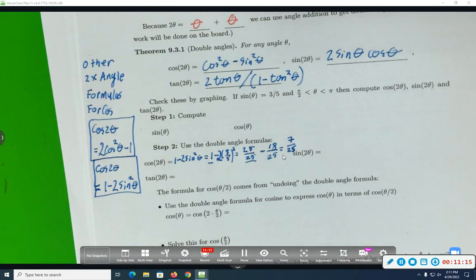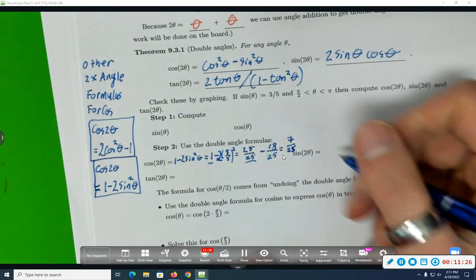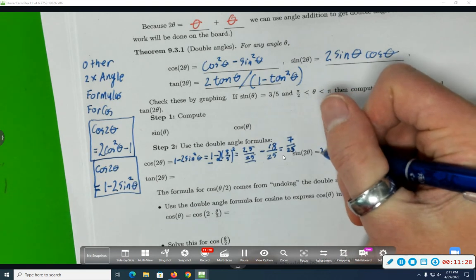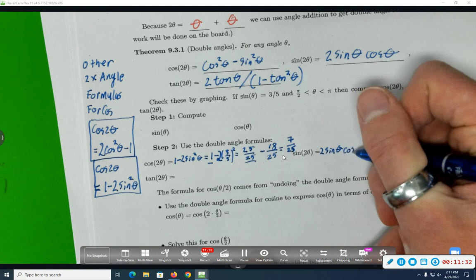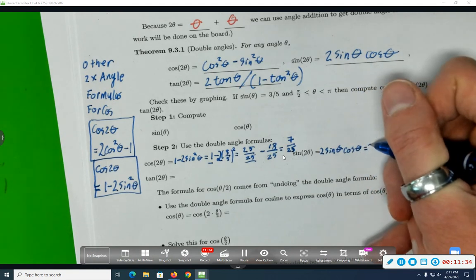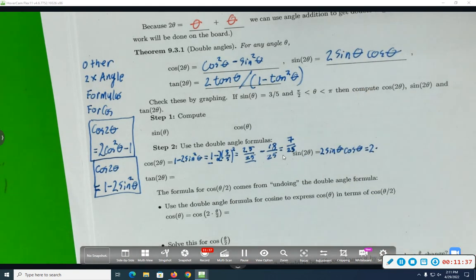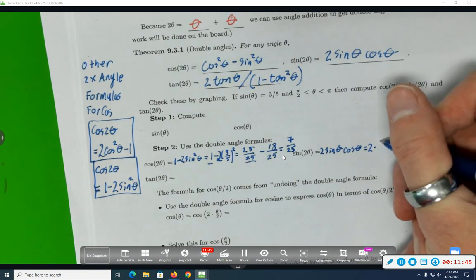Do we have a double angle formula for sine that we could use? Yeah, let's write it down. The sine of 2 theta is the same as 2 times sine theta cosine theta. Do I already know what sine of theta is? Yeah, it's 3 fifths. Do I already know what cosine of theta is?